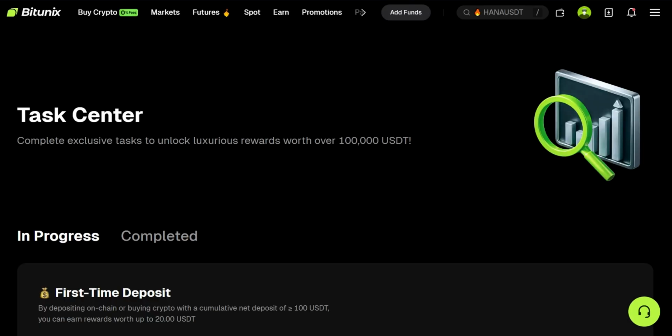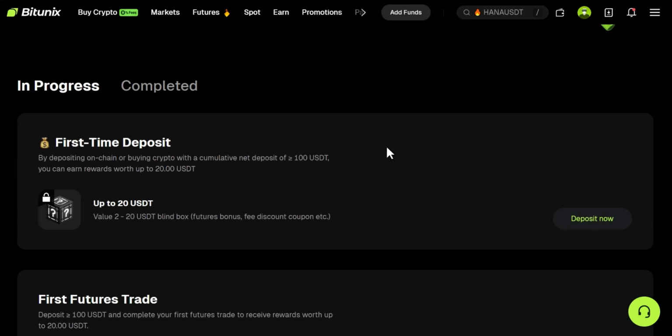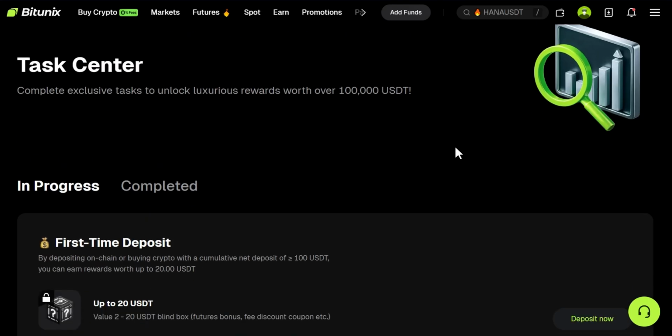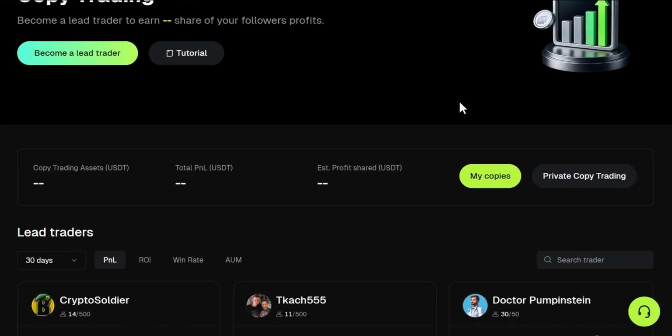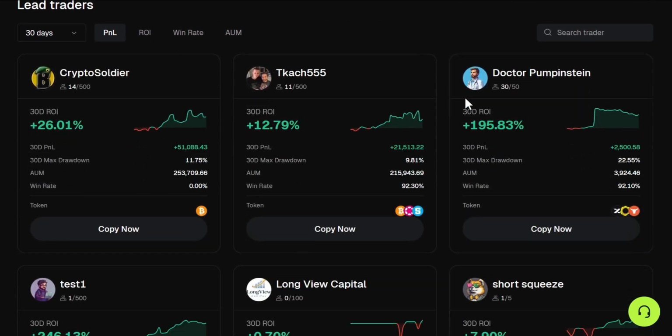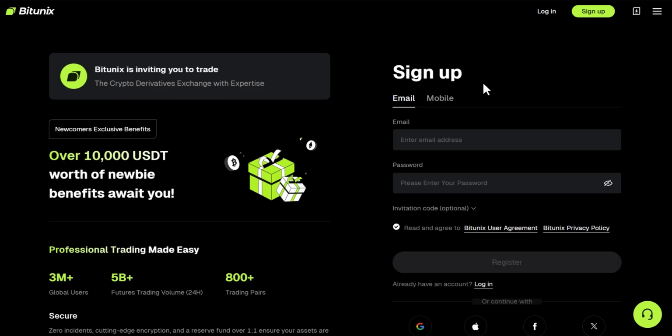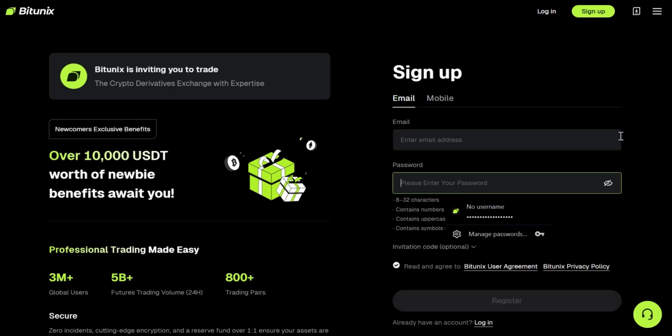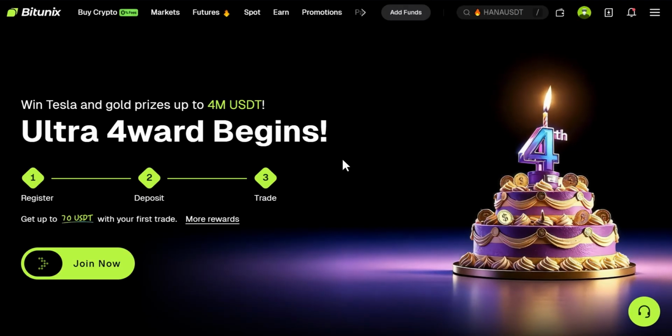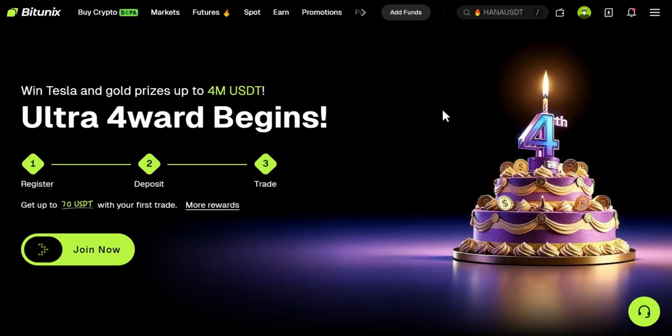Now here's the important part. Bitunix is one of the fastest growing exchanges right now, and they're rewarding early users heavily. On top of that, the copy trading feature on Bitunix is extremely user-friendly even if you're a complete beginner. Once you click my link, just sign up with your email, set a strong password, and you're ready to go. The entire process takes less than a minute. After you're logged in, you'll land on your dashboard. This is your control center for everything on Bitunix.